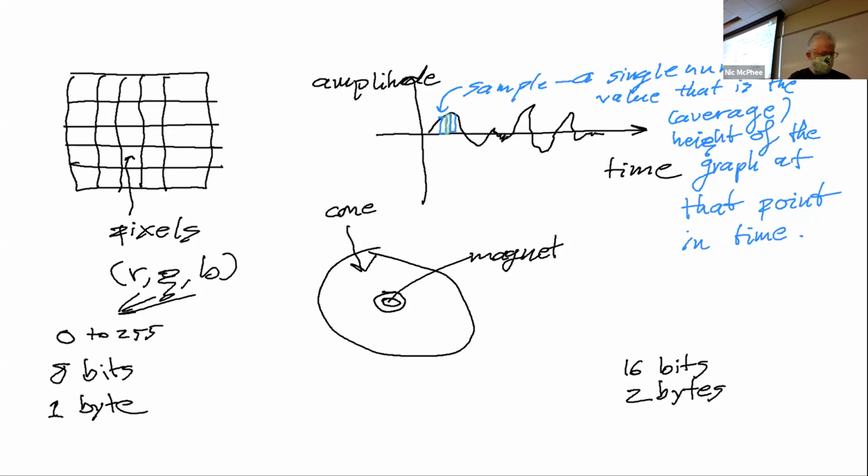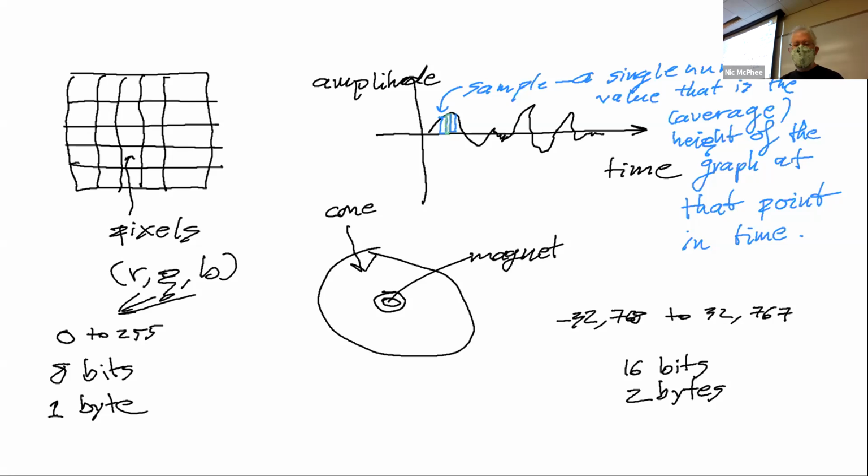Oh, there we go. So that gives us a range of negative 32,768 to positive 32,767. So 16 bits gives us basically 64,000 values.